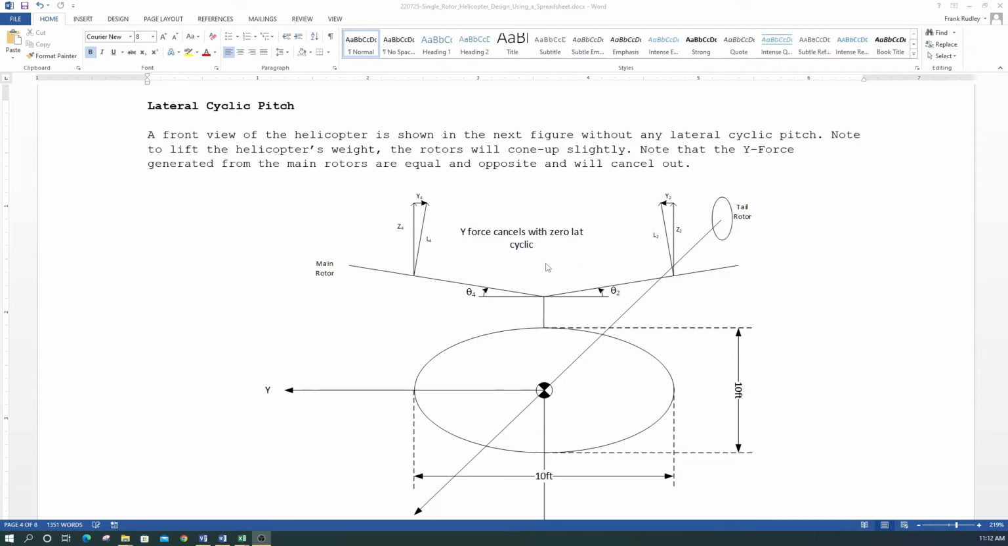So this is with zero lateral. There's no lateral cyclic pitch. So the y-force cancels out with zero lateral cyclic. So you can see this y is positive, going in the positive y direction. So y2 from blade 2 is going this way, and y4 from blade 4 is going that way, but they're equal and opposite and canceling out.